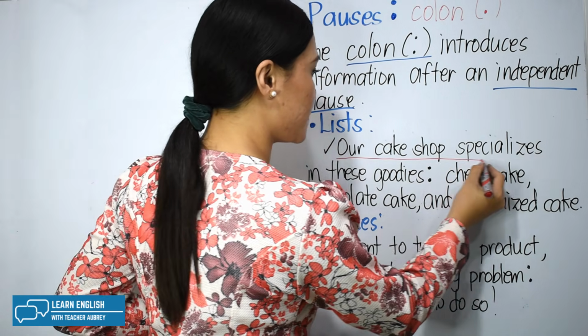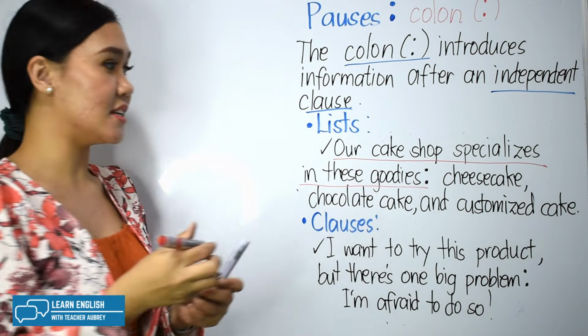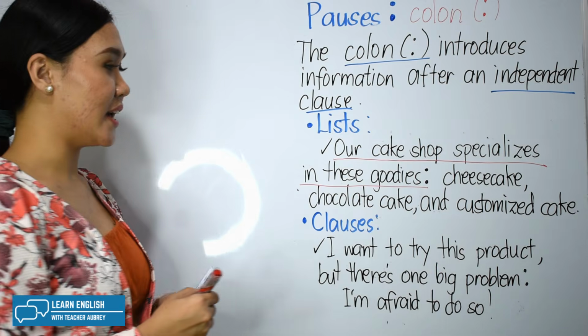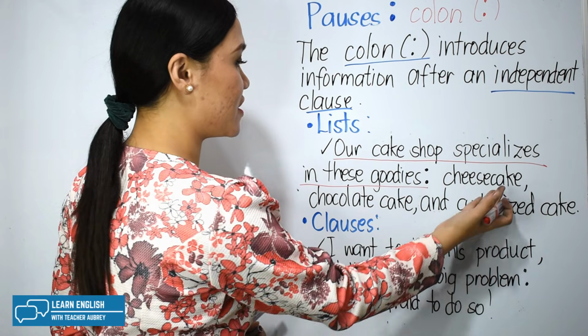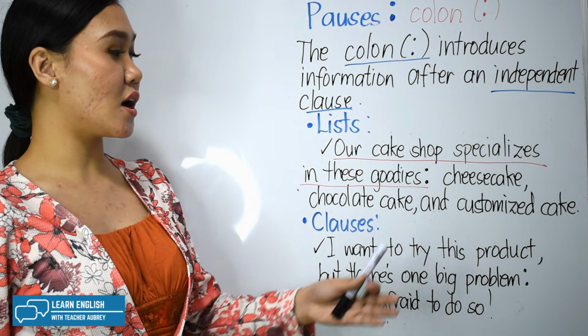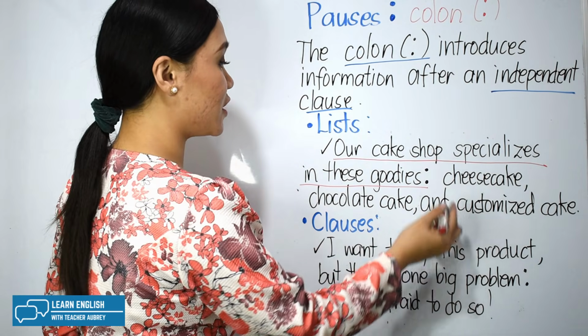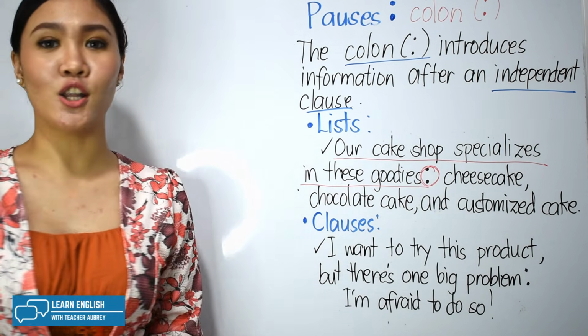Our cake shop specializes in these goodies. That's an independent clause. Okay? Kaya naman after nyan, nag-introduce tayo ng information. We have the cheesecake, the chocolate cake, and the customized cake. Kaya bago i-introduce yung different information na yan, ginamitan natin ng colon.